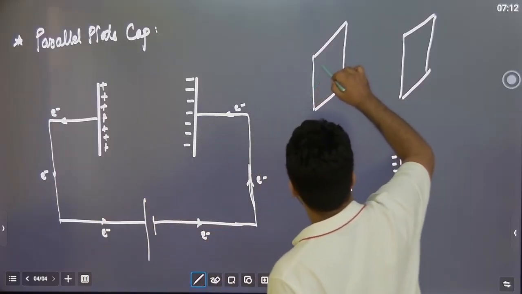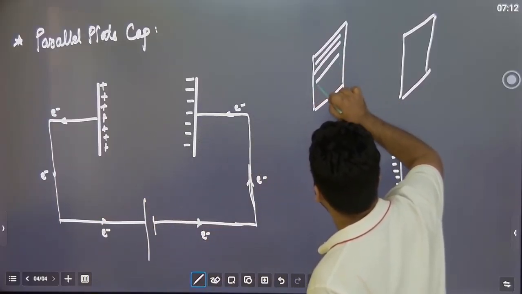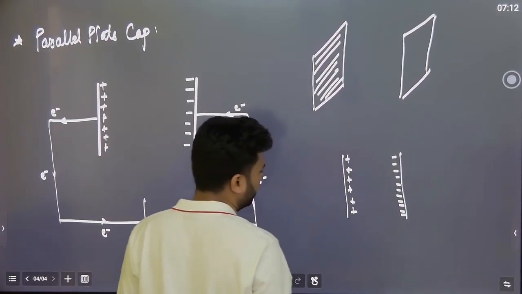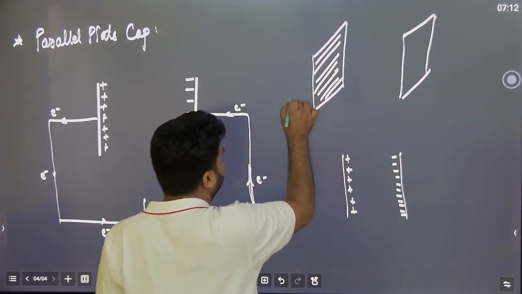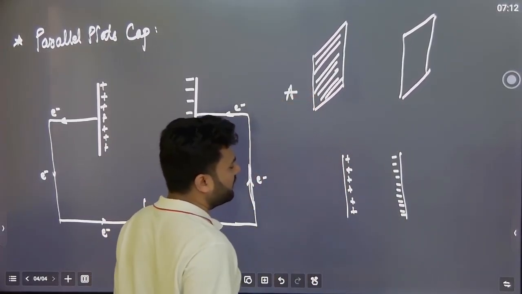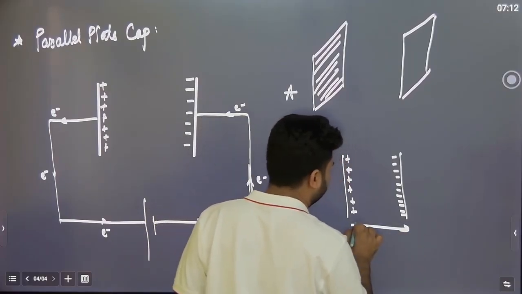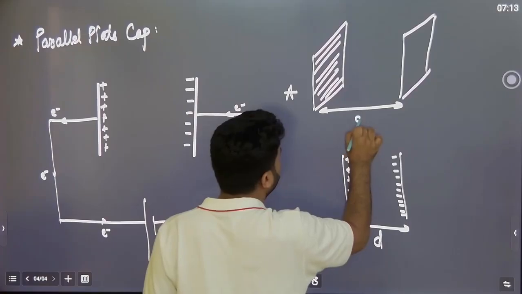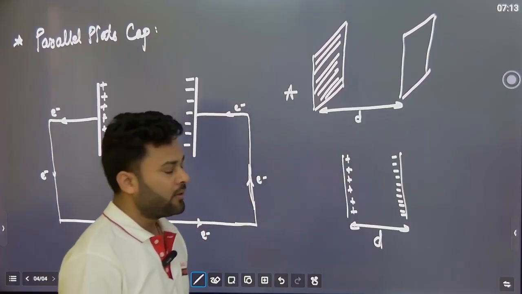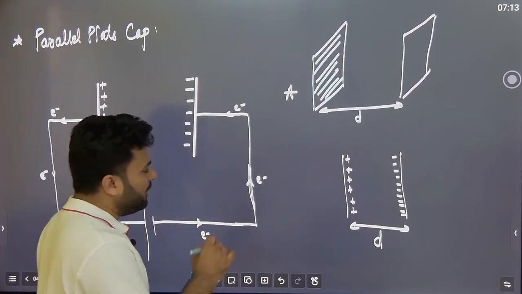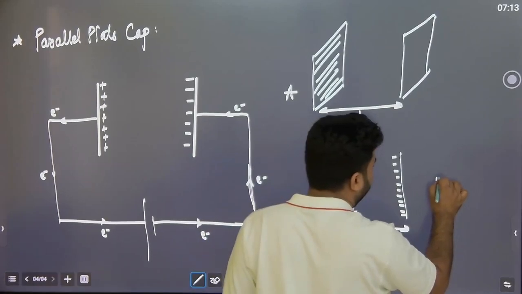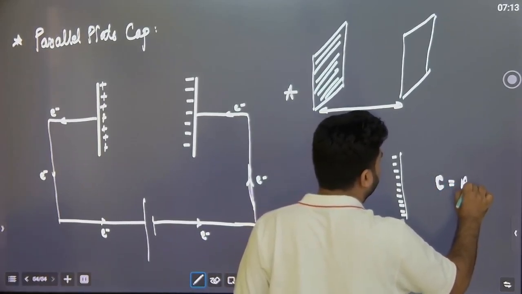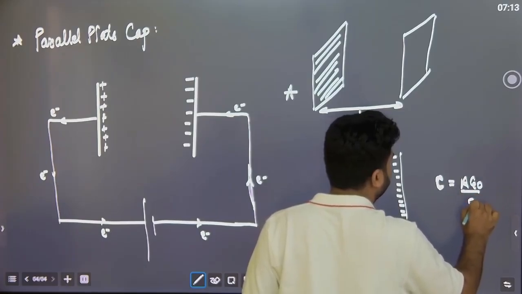If I see this portion, this is the area of the plate. So the area of the plate is A, suppose. And this is the distance between the plates, D. So you remember the formula. What is the capacitance of a parallel plate capacitor? The capacitance formula is A epsilon naught divided by D.